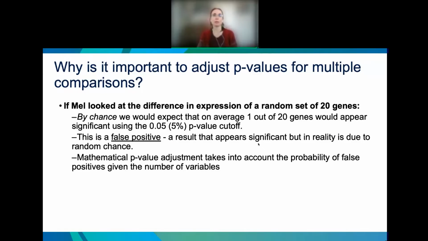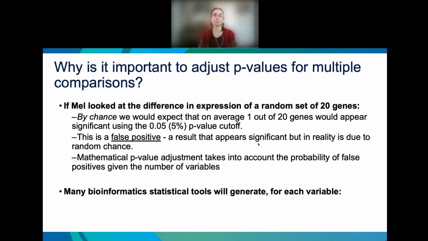So we can adjust the p-values to take into account the probability of false positives given the number of variables. So as the number of variables goes up, the probability of false positives increases, right? So if we have 20 variables, our probability of getting a false positive is 1 out of 20. If we have 40, it continues going up from there. And so we can perform a mathematical adjustment to take into account the probability of false positives.